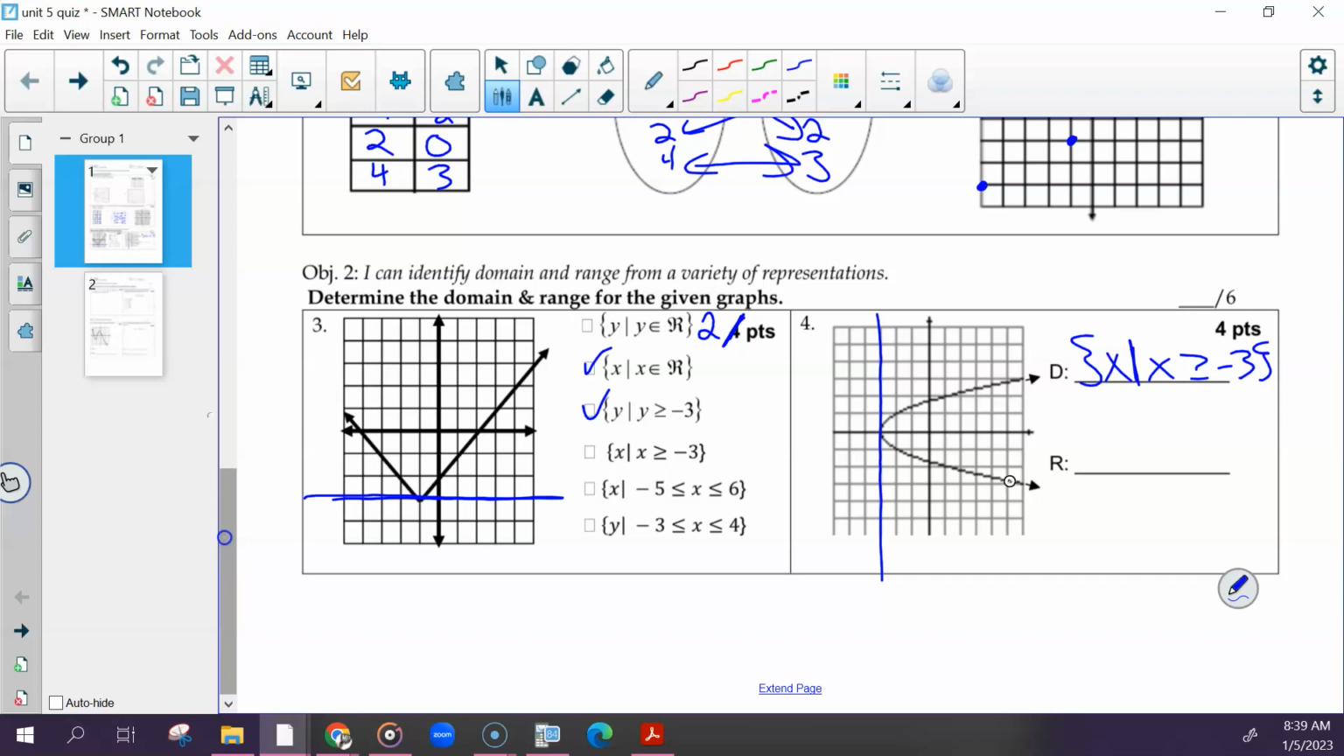And then the range, because of the arrows, kept going down and kept going up. So that one was all real numbers. So that was worth 4 points, for getting the correct range and domain and also putting it in the correct notation. So each was worth 2 points. Questions on that one? Virginia? Oh, wait. No. Okay. Moving on.